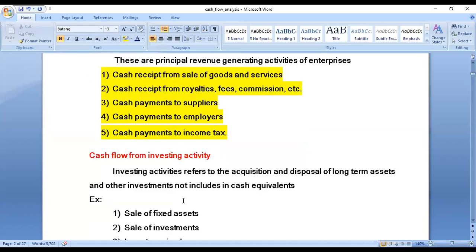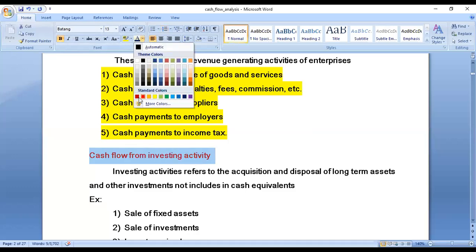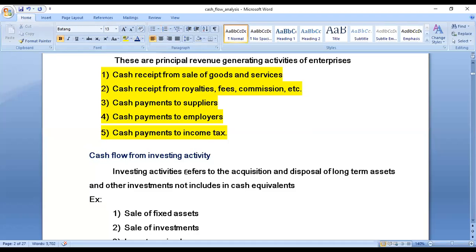Then the second point is cash flow from investing activities. My dears, note it. These are the investment activities. So which are the investing activities? Here, investing activities refers to the acquisition and disposal of long-term assets and other investments not included in cash equivalents.